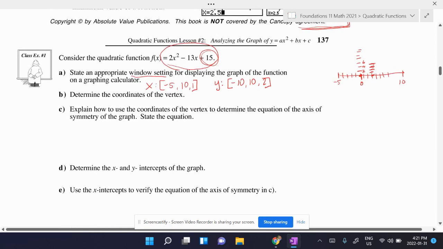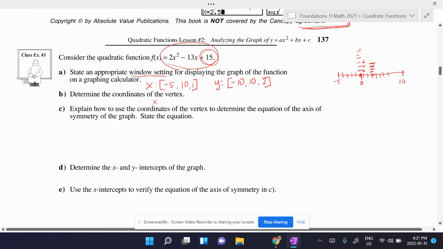Determine the coordinates of the vertex. So here you're going to put 2x squared minus 13x plus 15 into your calculator, and you're going to do exactly what they taught you to do up above. Now, if we have the vertex, how can I find the equation of the axis?